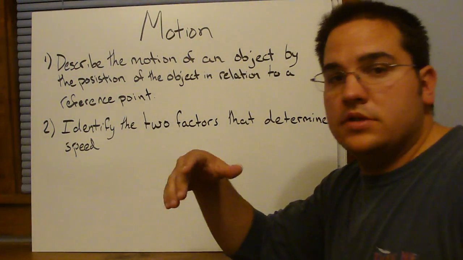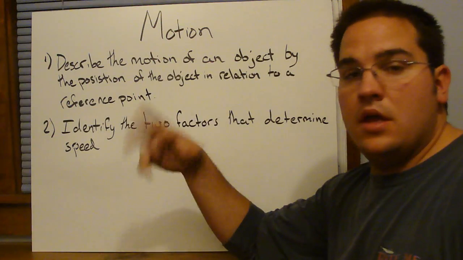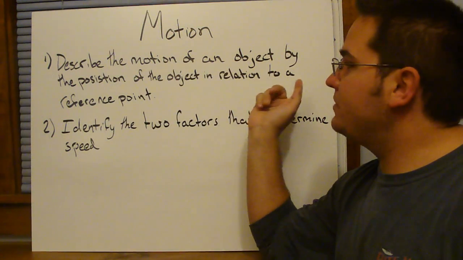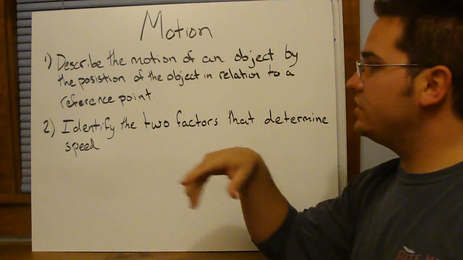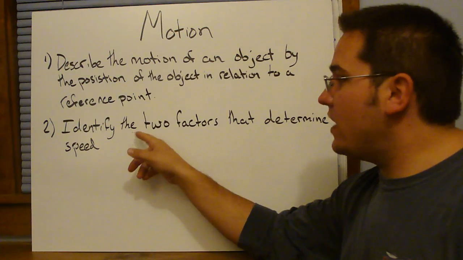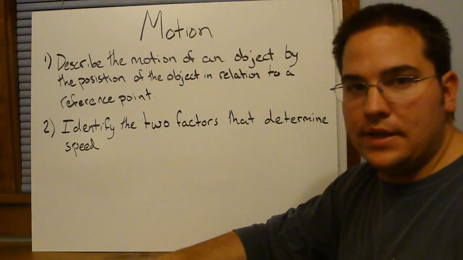So, today we're going to be talking about motion. In this video we're going to be able to describe the motion of an object by the position of the object in relation to the reference point. And we're also going to be able to identify the two factors that determine speed.